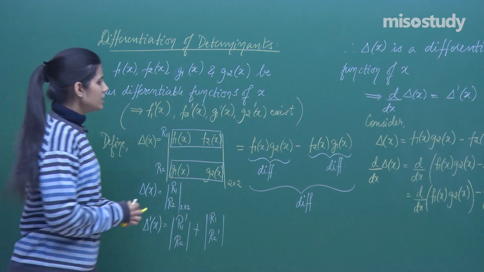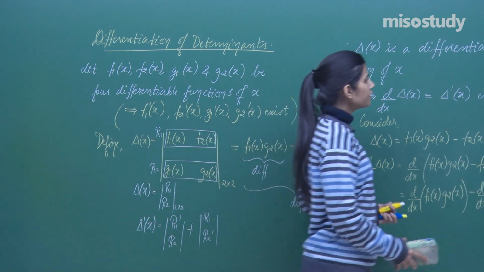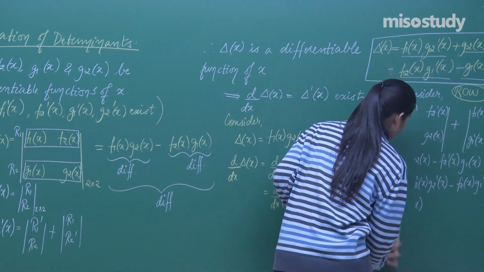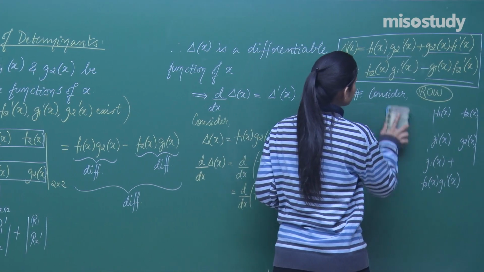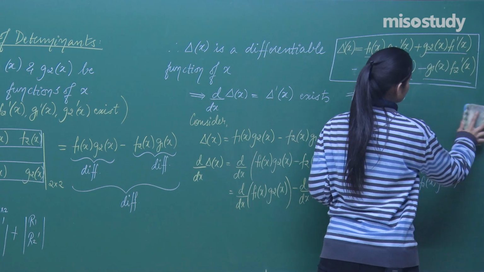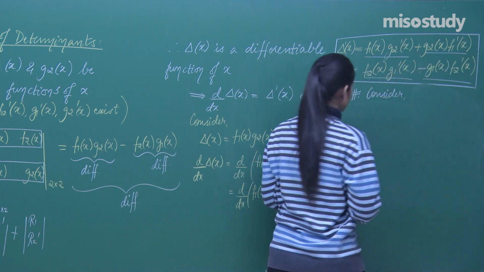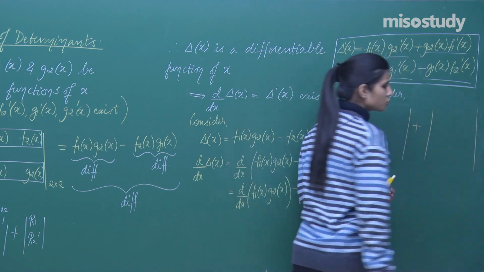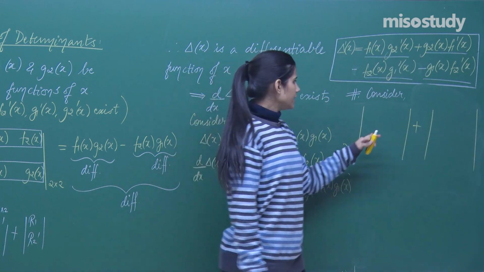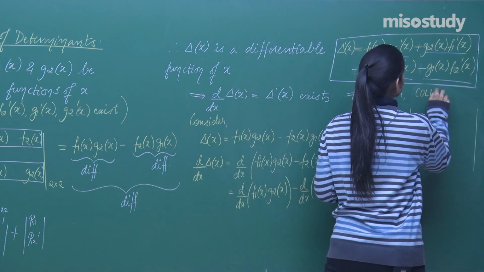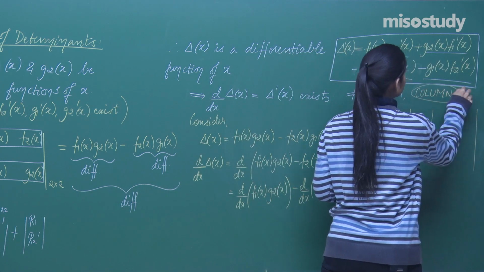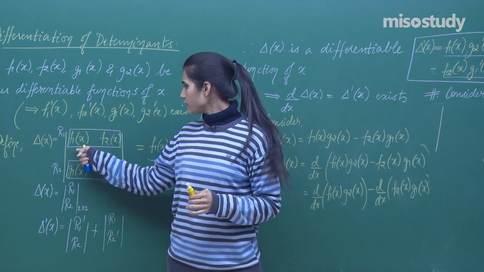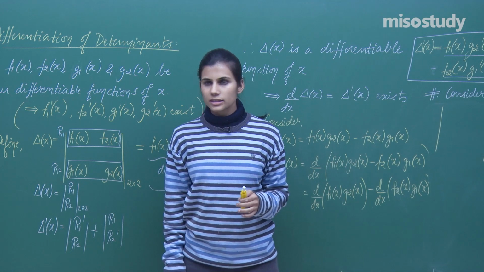Is it clear? Now, another way is, if you focus upon the column representation of delta x, not the row, then what is going to happen? So you consider again the sum of 2 cross 2 determinants. Now we are going to focus upon the column aspect. Is it clear? How? This is my original determinant given to me, f1x, f2x, g1x, g2x.